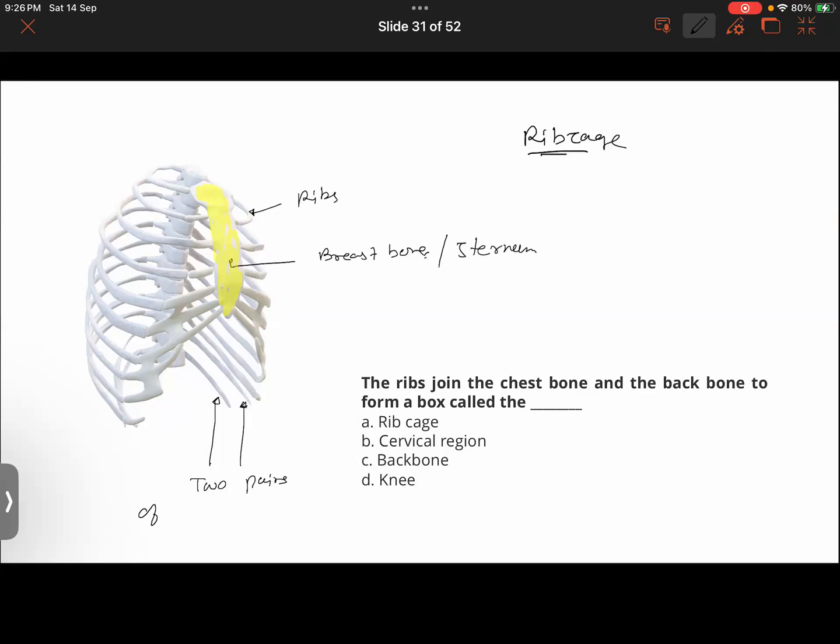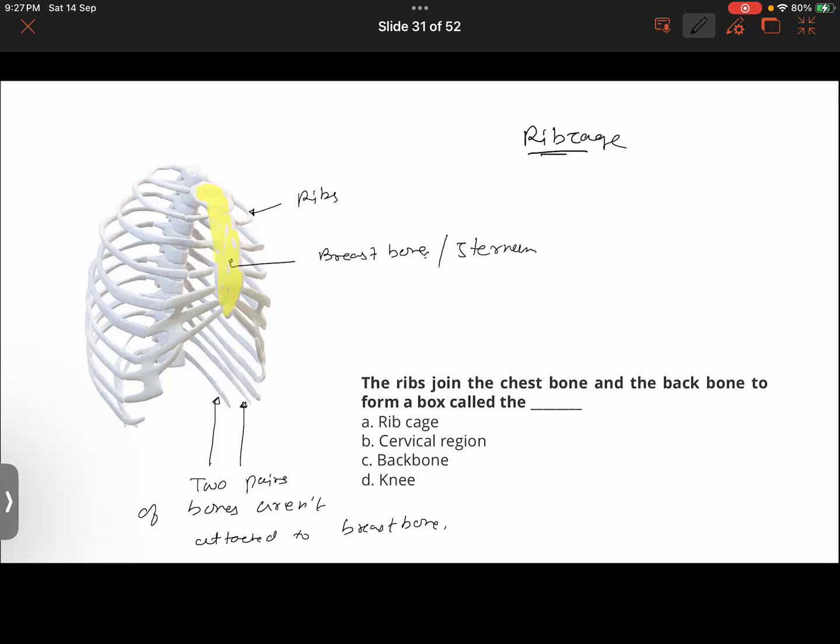So 2 pairs of bones aren't attached to the breastbone. Okay. So this was all about the structure of the rib cage.